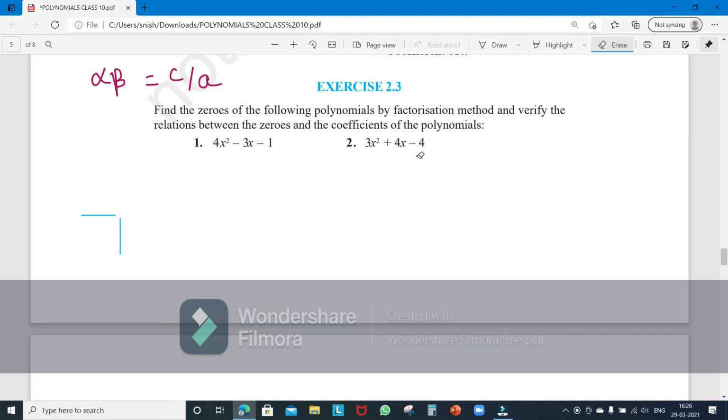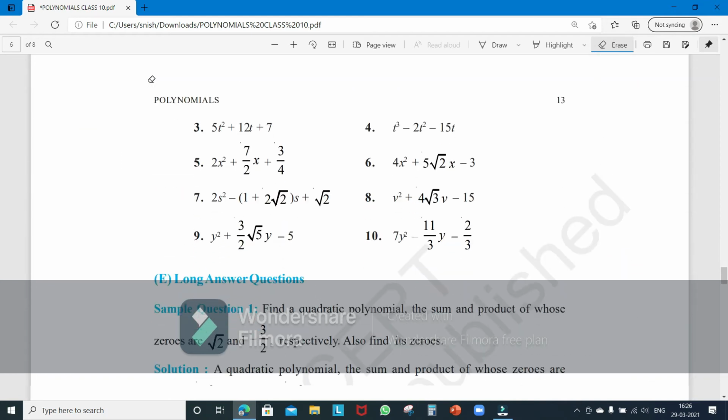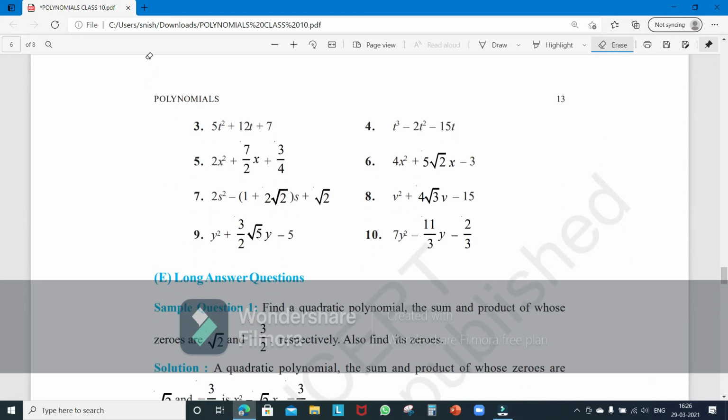Moving on. Second question, definitely solve it by yourself. It's similar. All of them are similar anyways. So we have some terms in place of x. We have t here. So let's try this third question. Okay. So 5 into t square plus 12 into t plus 7. So what we can do, 7 into 5 is how much? 35. How do we get 12? Again, 7 plus 5 is itself 12.